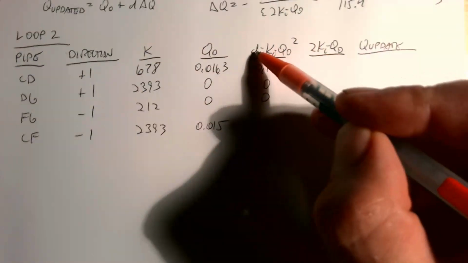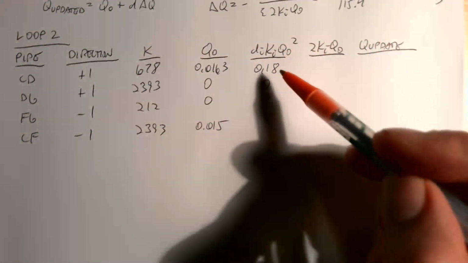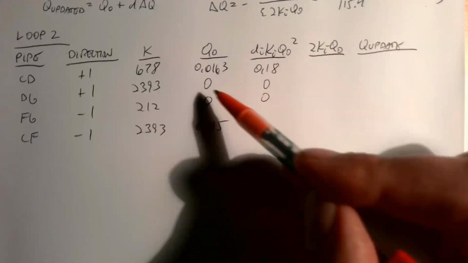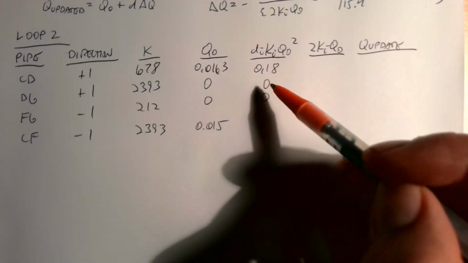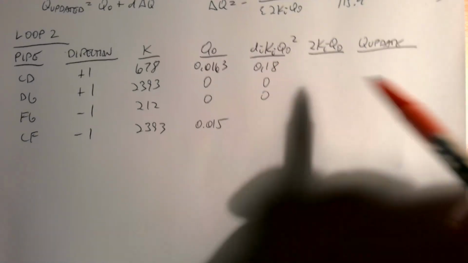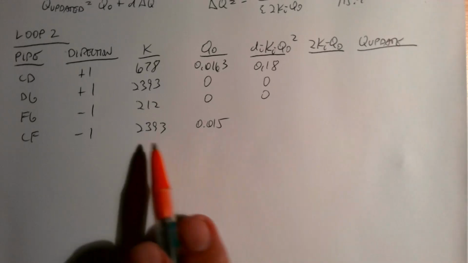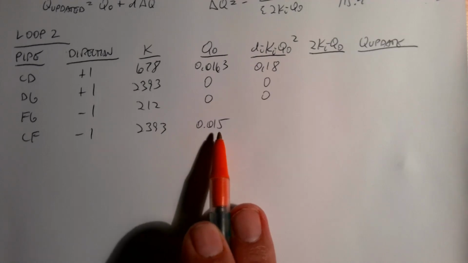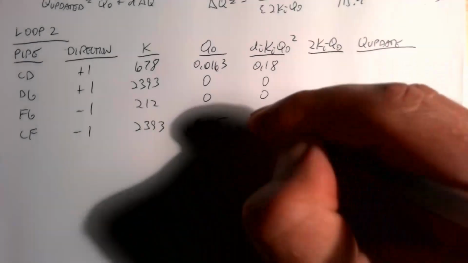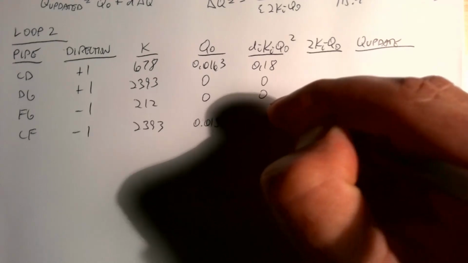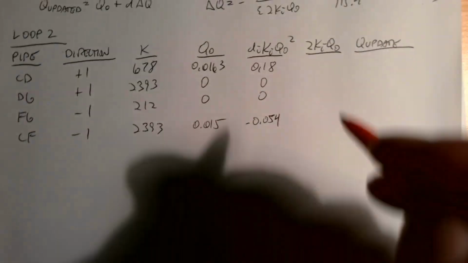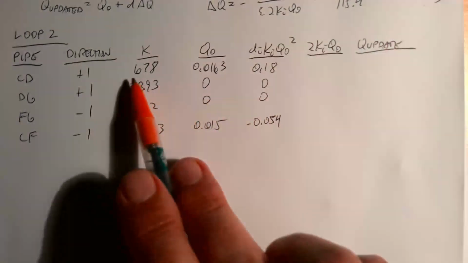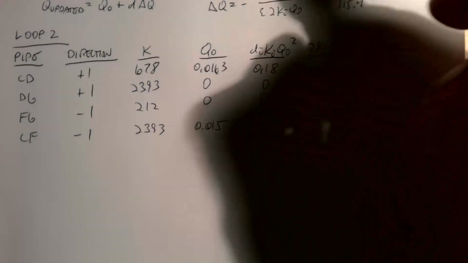So yeah, we're computing d times k times q squared, and so the first one is 0.18, and then the next two, q0 is 0, so if you square that, those are just going to be 0. That one's simple enough. And then here for the last one, it's going to be a negative, and then if we do that, it should come out to be negative 0.054.